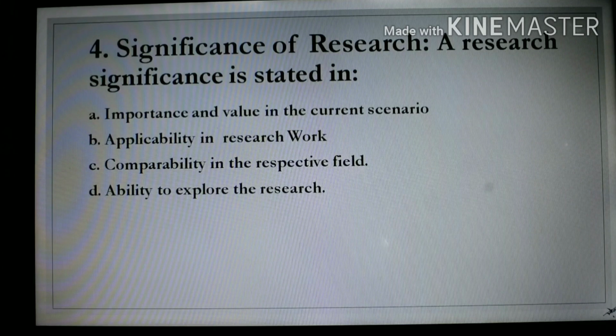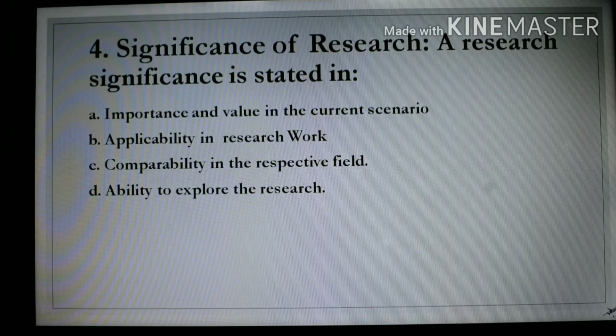Significance of research. A research significance is stated in terms of importance and value in the current scenario. It is very important. If your research has more importance and value in the current scenario, you might get more funding from different institutions and agencies.